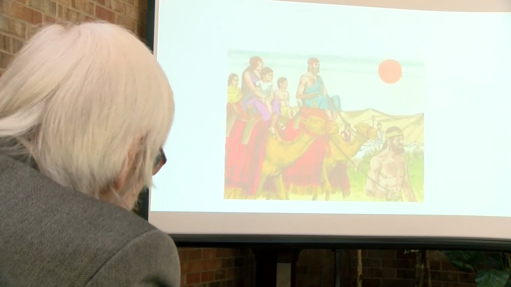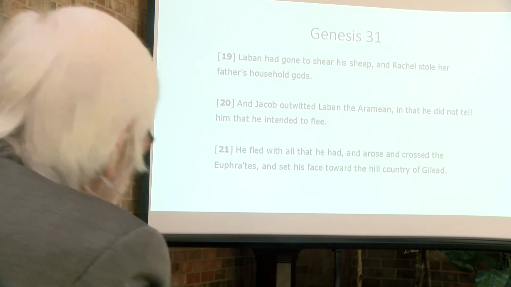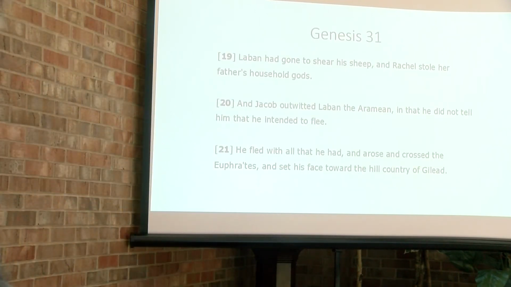And off they go and head south, 500 miles south. Laban had gone to shear his sheep. Rachel stole all her father's household gods. And Jacob outwitted Laban the Aramean in that he did not tell him that he intended to flee. He fled with all that he had and arose and crossed the Euphrates and set his face toward the country of Gilead. Now, I want to look at this one a little careful.